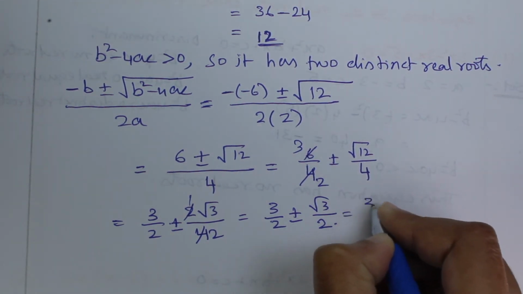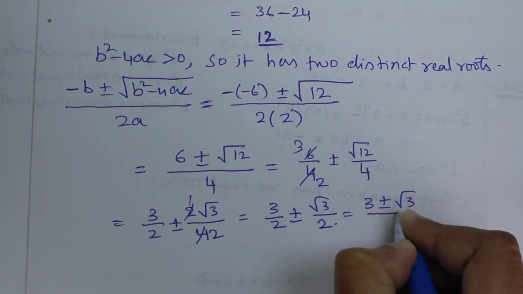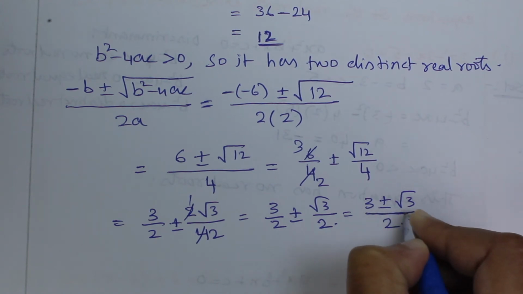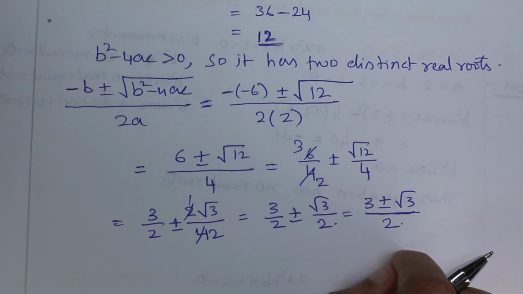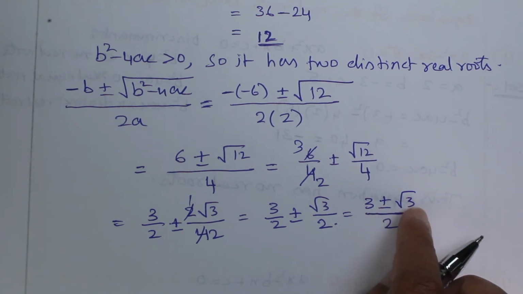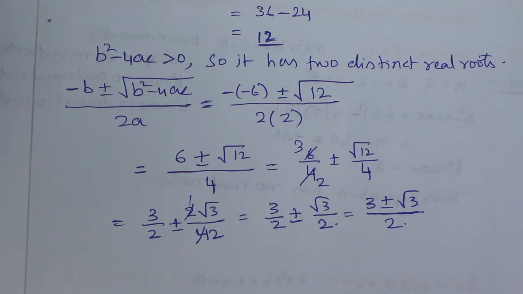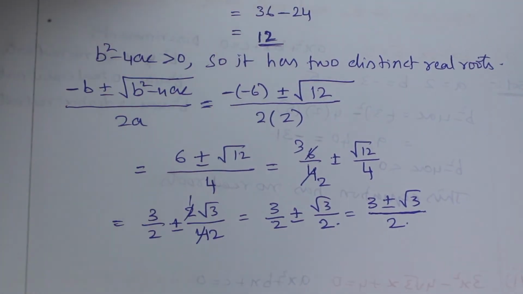That is equal to 3 plus or minus root 3 by 2. These are the two roots for this equation. One root is 3 plus root 3 by 2. The other root is 3 minus root 3 by 2. Hope this is clear for you. Now let's move to the second question.